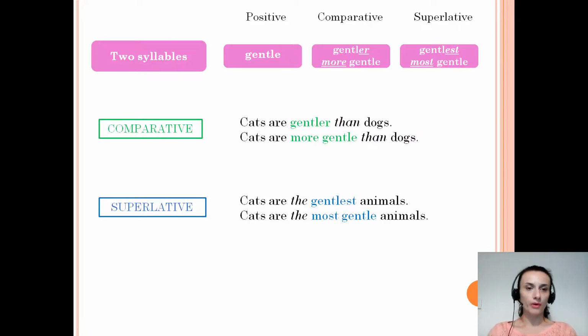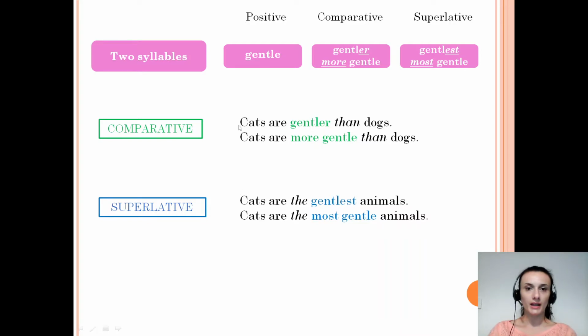As we mentioned before, the two syllables adjectives have two ways of forming the comparative and superlative forms. The first one is the usual one, to add er and est at the end of the word, and the second one is to add more before the adjective for comparative and most before the adjective for superlative form. This will be clearer through sentence examples. So we have two examples for each comparative and superlative forms.